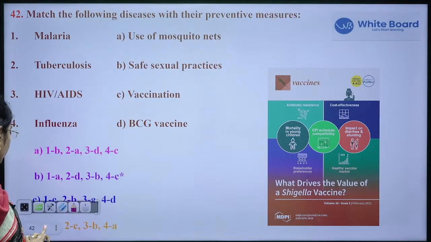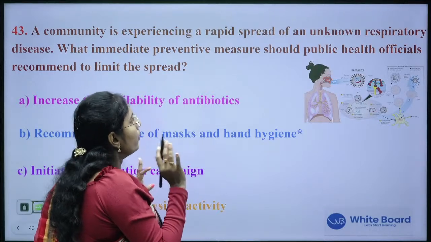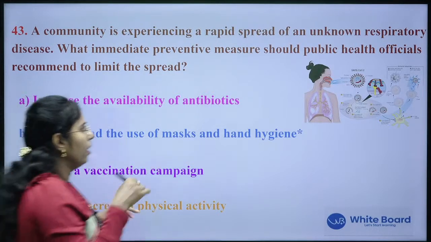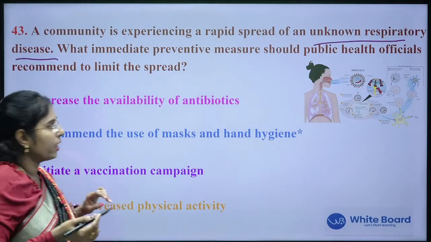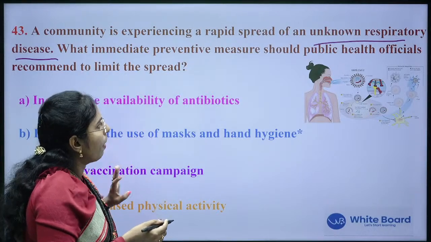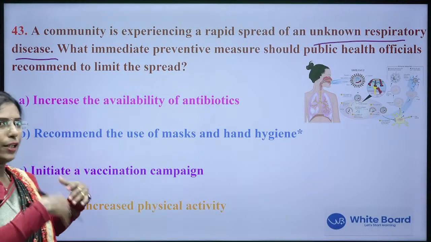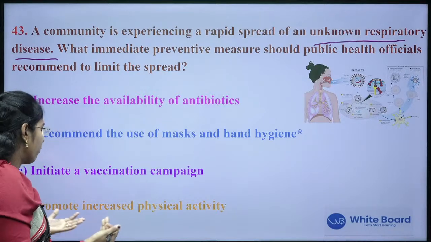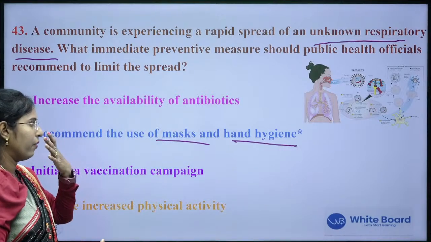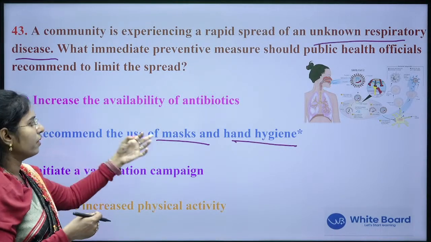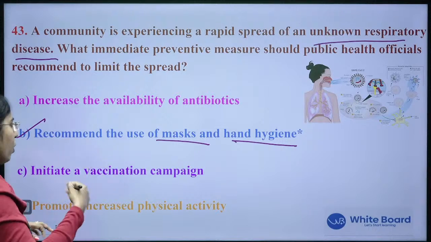Coming to the next question. A community is experiencing a rapid spread of an unknown respiratory disease. So it is related to respiratory conditions, a respiratory tract infection. What immediate preventive measure should public health recommend to limit the spread? We should recommend the use of masks and hand hygiene. Whenever they sneeze or cough, they definitely have to maintain hand hygiene and wear a mask in order to prevent the spread of that disease.